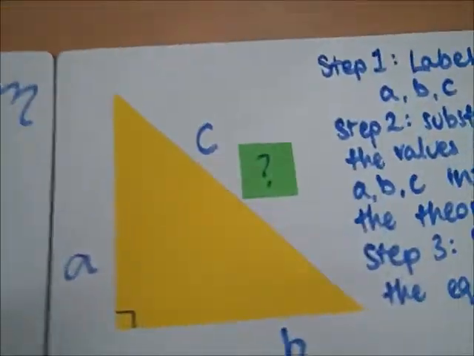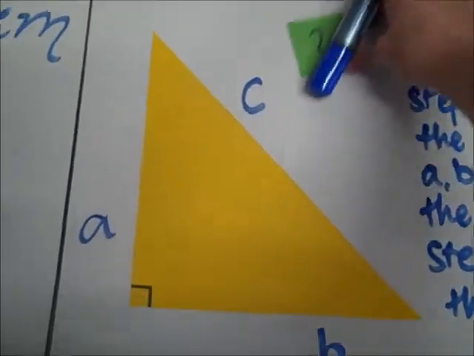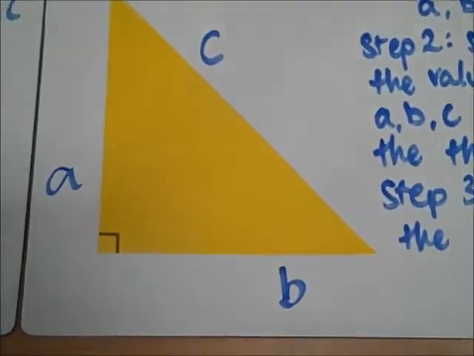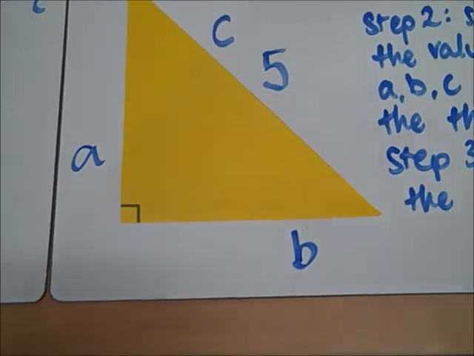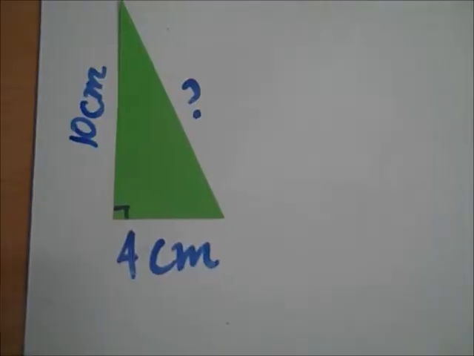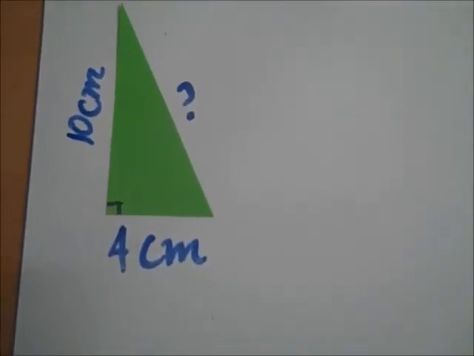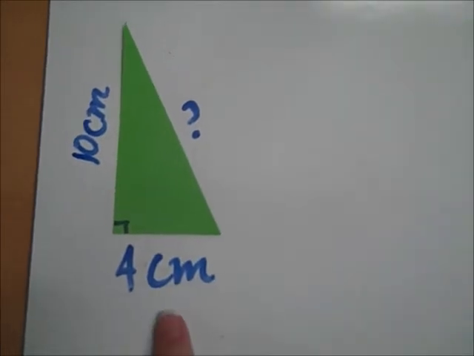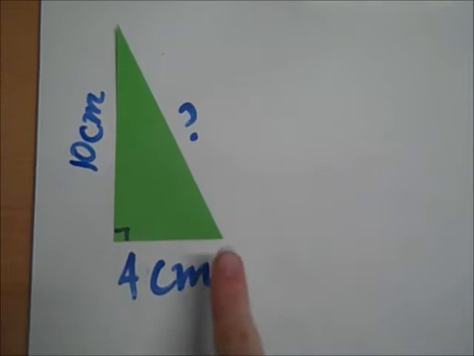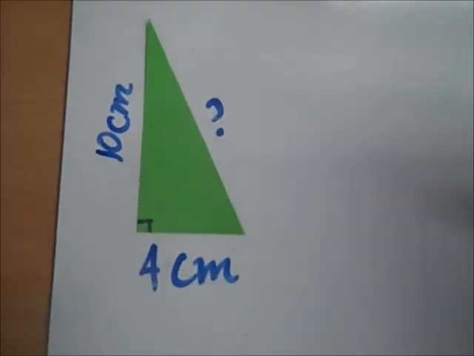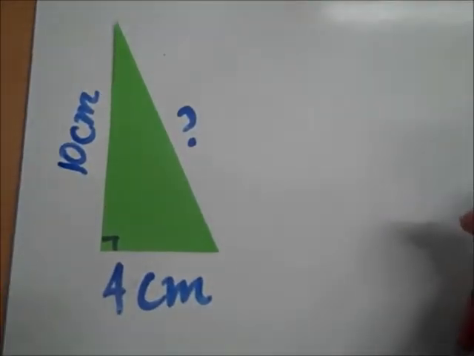So if I go back to our example over here, we now know that the hypotenuse of this right-angled triangle has a length of 5. Woohoo! Let's try one more example together. So in this particular right-angled triangle, we have one side with a length of 10 centimetres, one with a length of 4 centimetres, and we're trying to work out the value of the other side.